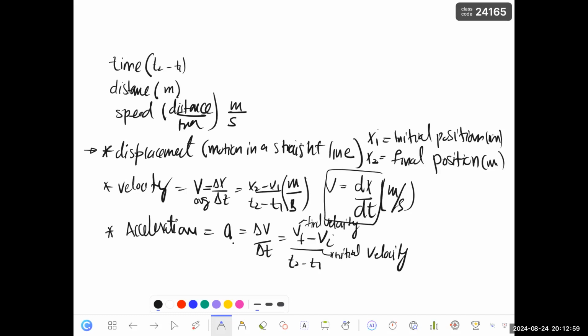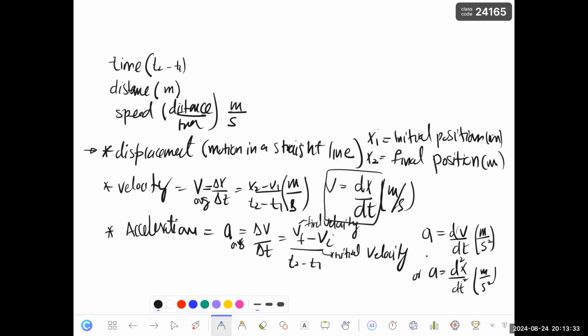Now this is average. If you want the instantaneous, meaning at the moment, you can say a equals dv over dt, or we also learned you can replace this v with dx over dt, so you can say d squared x over dt squared. The unit of acceleration is meter per second squared, because it has a time squared, so you can say meter per second squared.